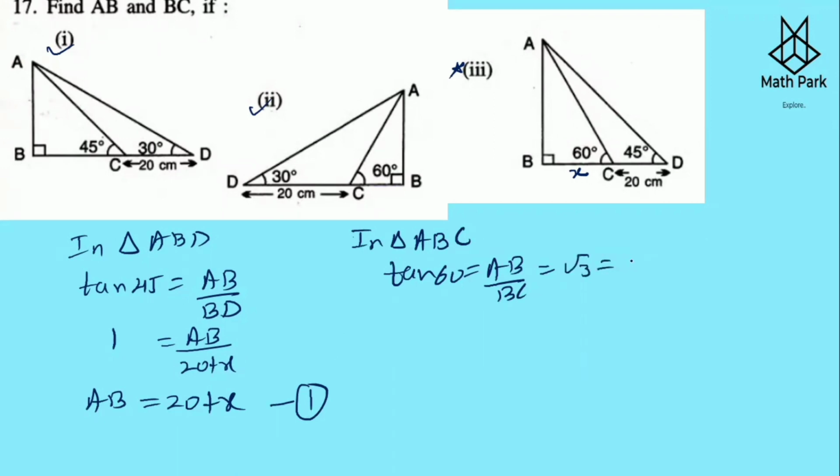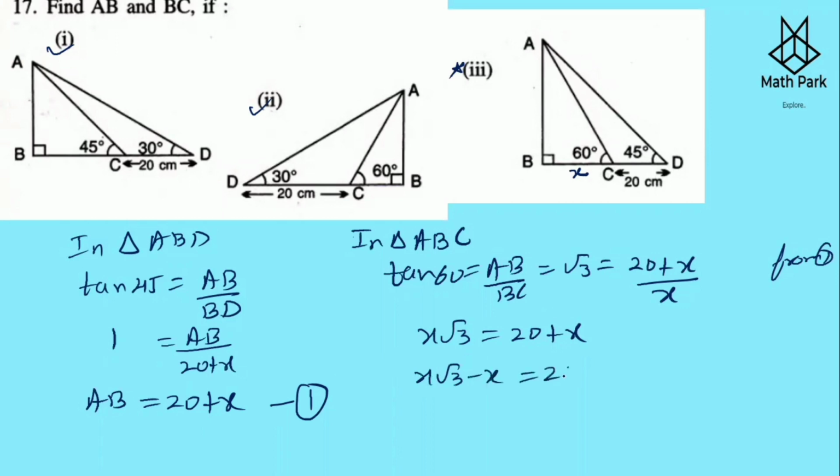AB is 20 plus X upon BC is X. From this equation number 1, we substituted the value of AB as 20 plus X. So we can say here from 1, X moves here. We get X root 3 is equal to 20 plus X. So taking the X on the other side, X root 3 minus X is equal to 20. X taken common, we have X times root 3 minus 1 is equal to 20. So root 3 is 1.732. 1.732 minus 1.